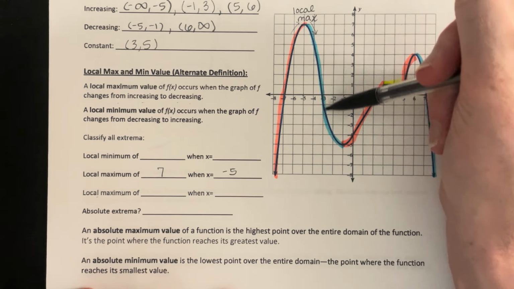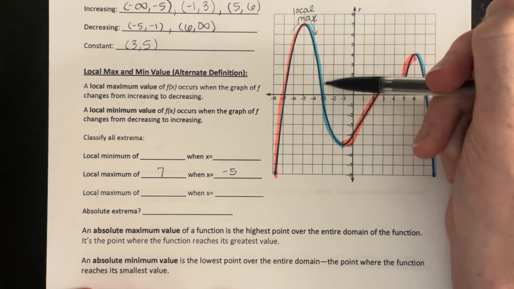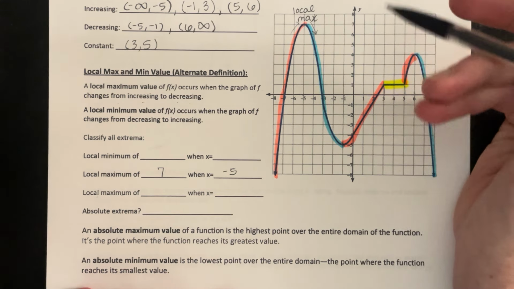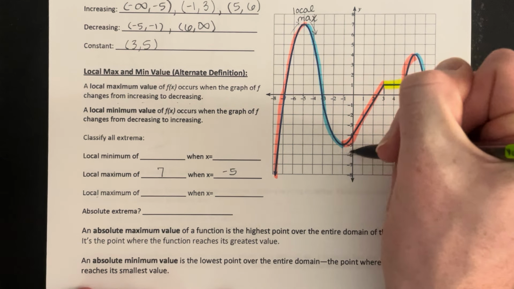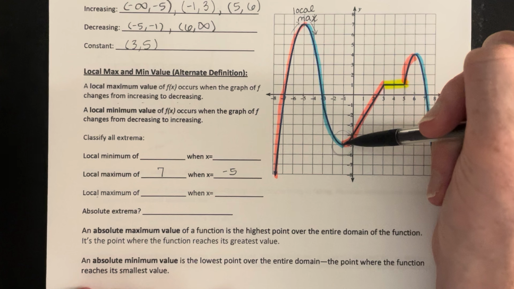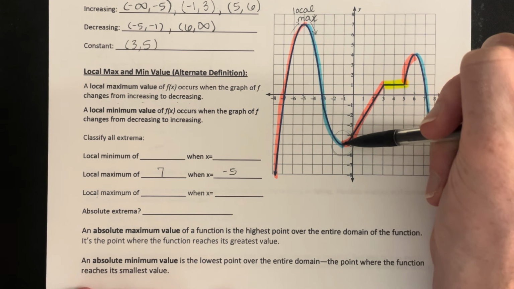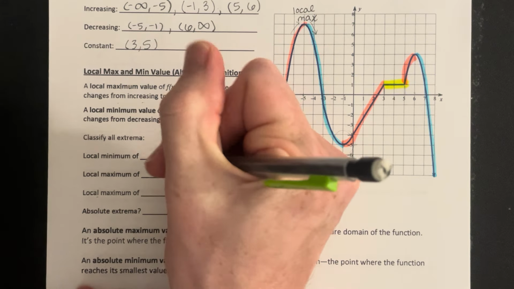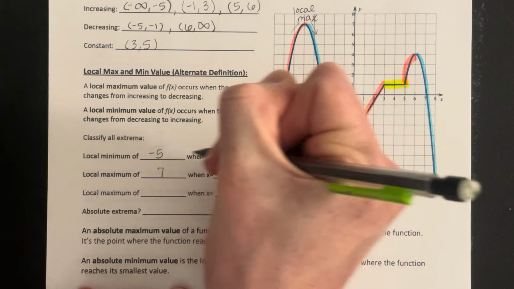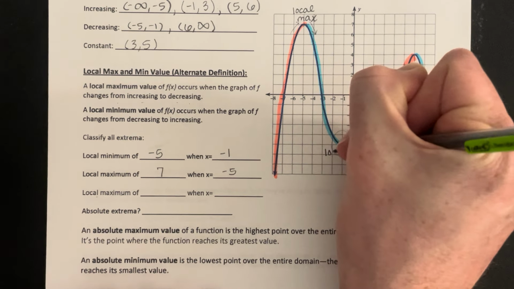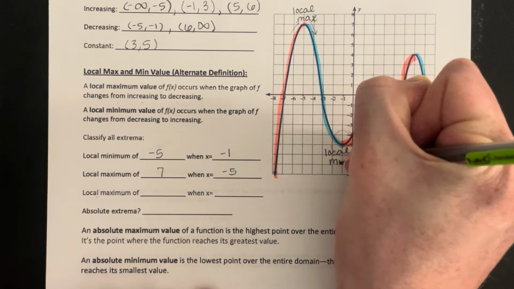We went from decrease to increase, so a change from decrease to increase would show a local minimum value. That minimum happens here in this valley, and that's happening when x is negative 1. But the actual minimum value the function reaches is negative 5. So the local minimum of negative 5 when x is negative 1. Let's go ahead and write that on my graph, local min.